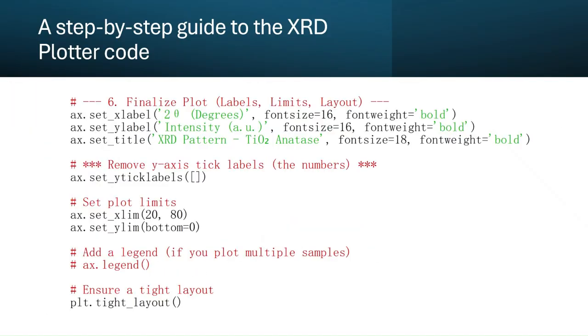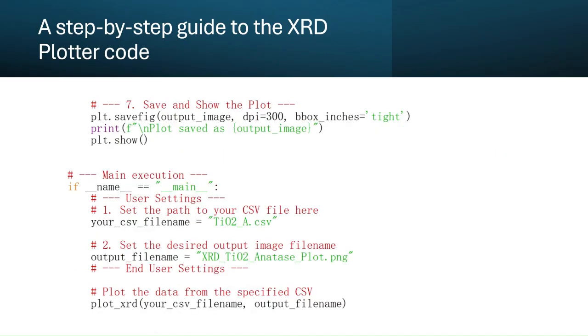Finally, we clean up the graph. We add our X and Y labels. We also add a title, and we also use a line of code to hide the numbers on the y-axis to have a cleaner look. We then lock the axis to show the range we care about. For instance, here in this case, we have 20 to 80 degrees, and we save the final picture as a high quality PNG file with 300 dpi. You can change it according to your requirement.